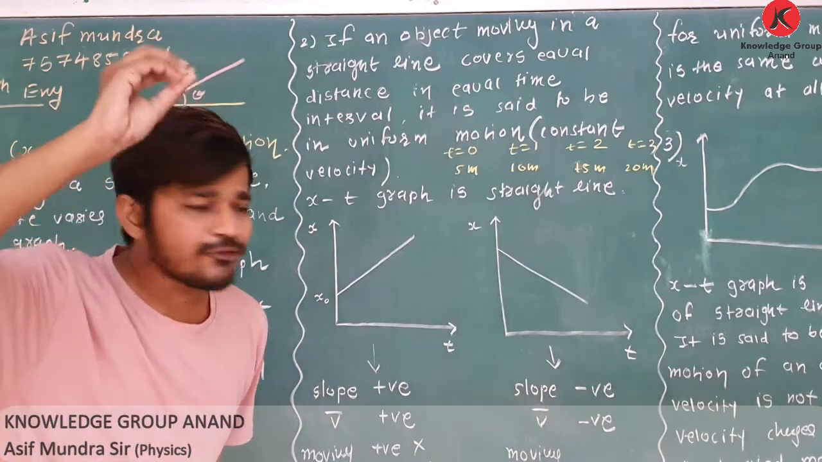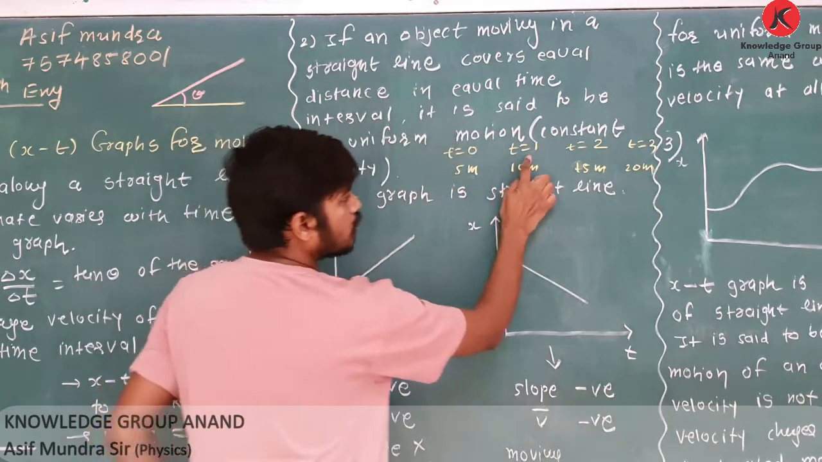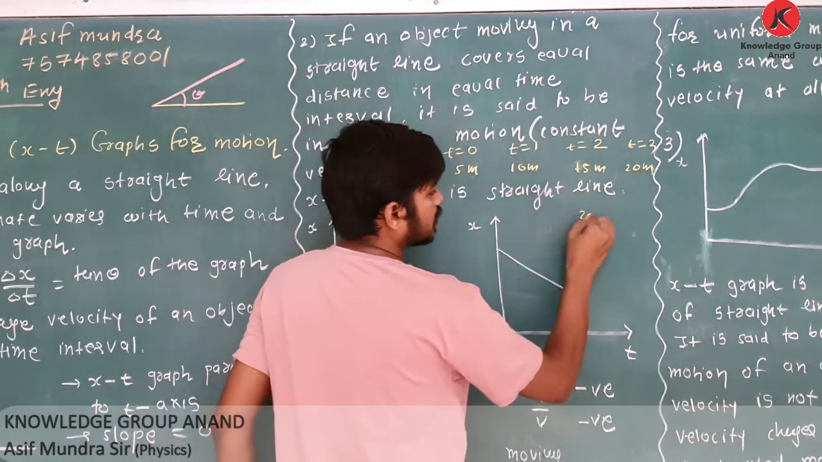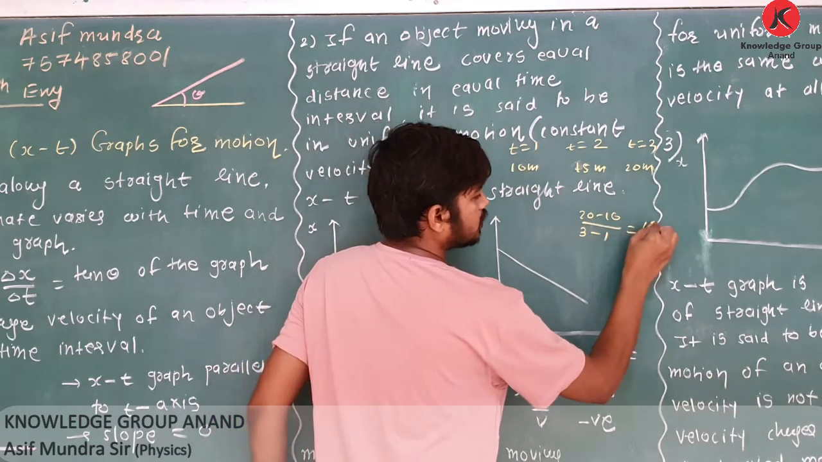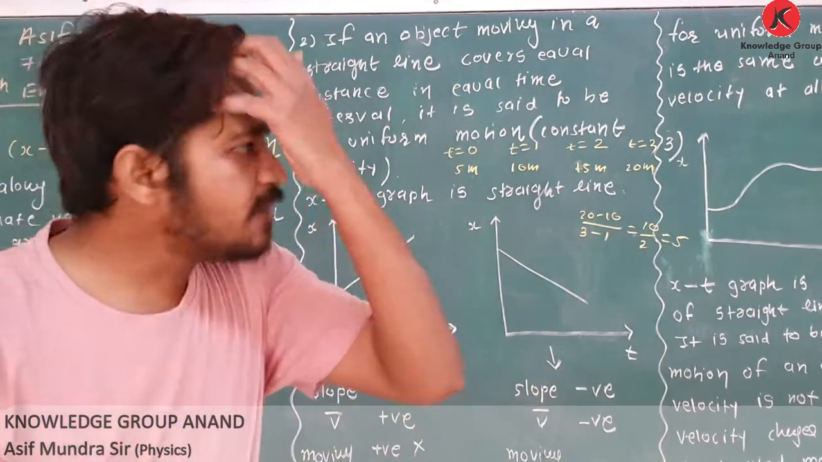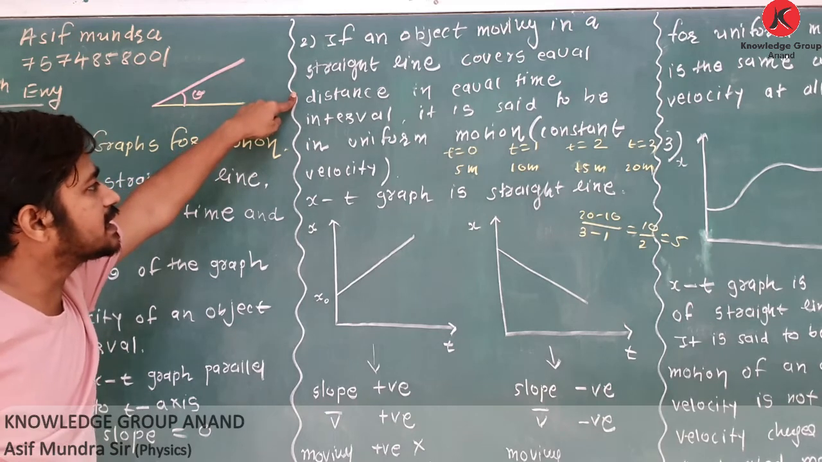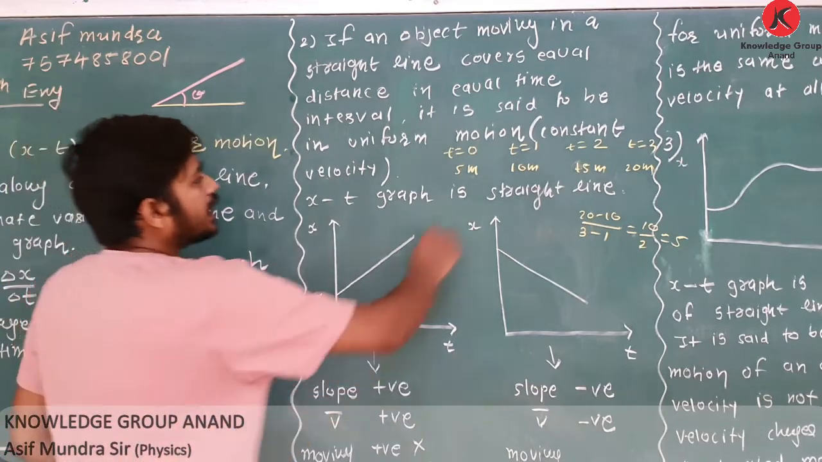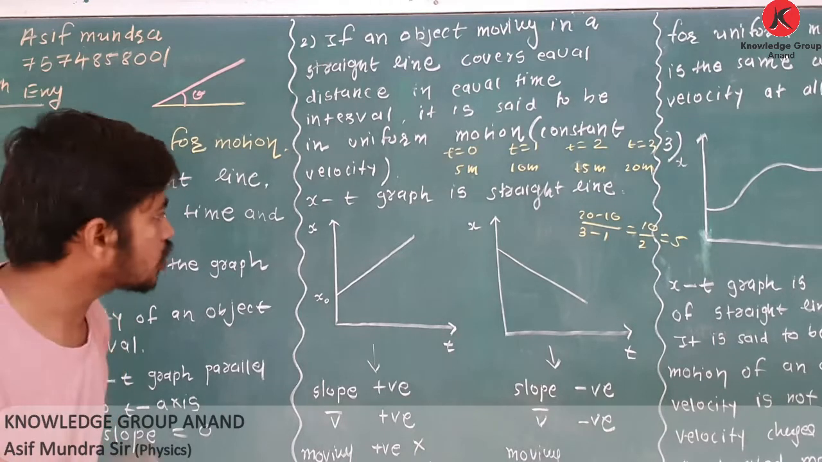Clear? If you take t = 1 to t = 3, then what is displacement? 20 minus 10 divided by 3 minus 1 is equal to 10 upon 2, which is 5. So if an object covers equal distance in equal time interval, it is said to be in uniform motion. And what is the meaning of uniform motion? Its velocity remains constant.